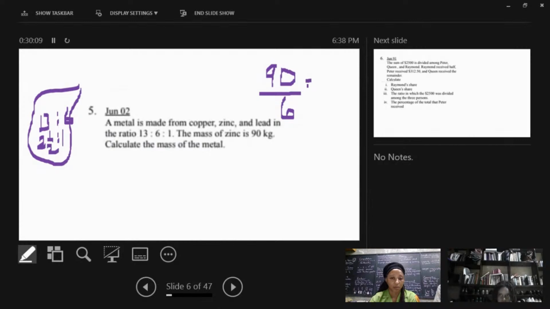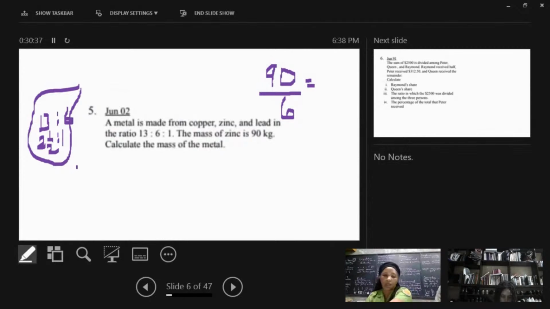Wait, the math. Okay. So it would be 2.5 multiplied by 13 plus 6 plus 1. So it would be 2.5 times 20. That's for the mass of the metal. So 2.5 times 20, so that's 50. So we can try this anyway. But that couldn't be right because if the zinc is 90, the total couldn't be 50.